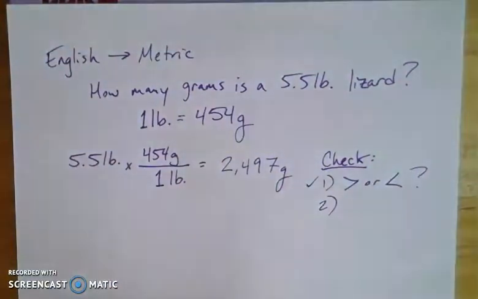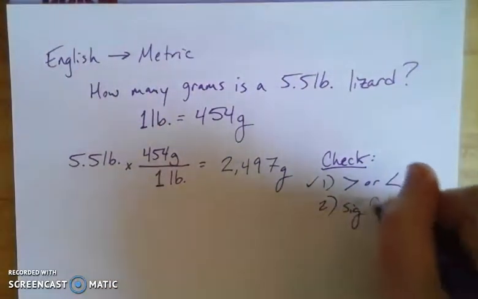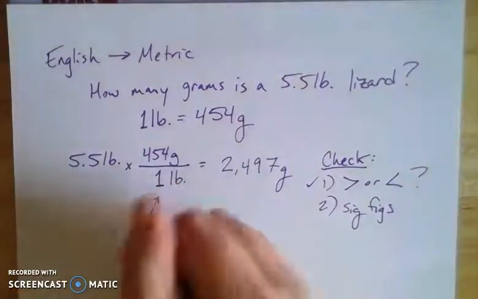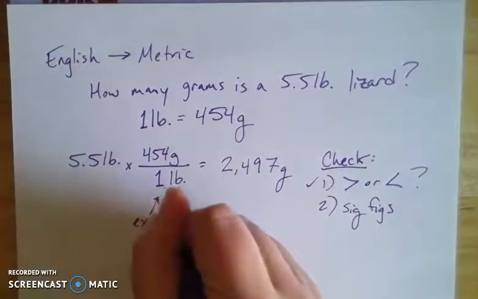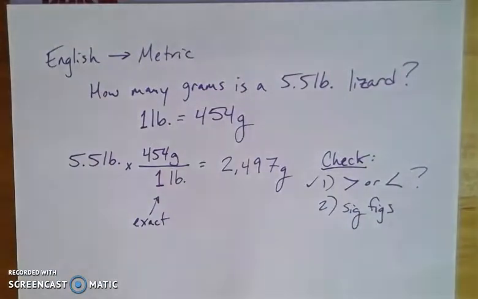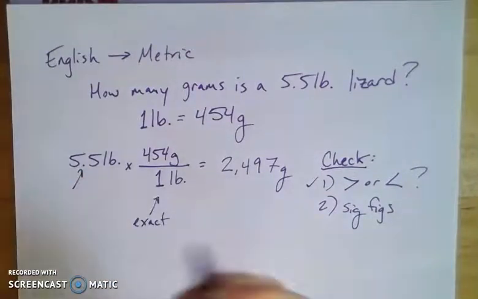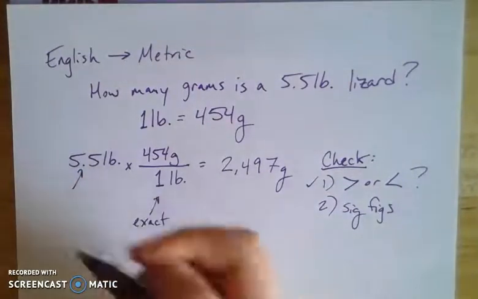Now the second thing I need to check for is sig figs. I need to look to the significant figures. This was a relationship, so this is an exact number. This is a definition that you were given, so it's exact. We don't have to factor it in when we are rounding our answer. So I'm going to be limited then by my inexact number, which in this case is the mass that I measured, or the weight that I measured.